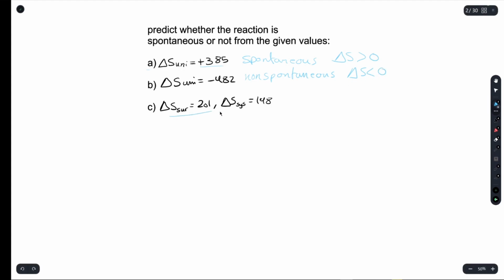Here they gave us the delta S of the surroundings and the delta S of the system. Knowing the laws of thermodynamics, we have the equation: delta S of the universe is equal to delta S of the system plus the delta S of the surroundings. So we will get a positive value, meaning that this reaction is in fact spontaneous.